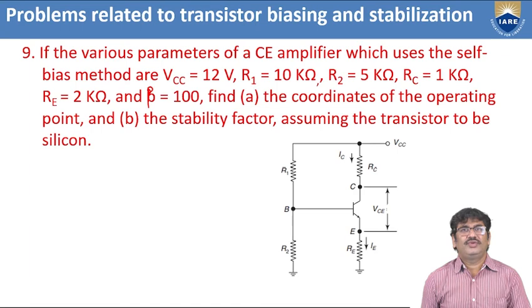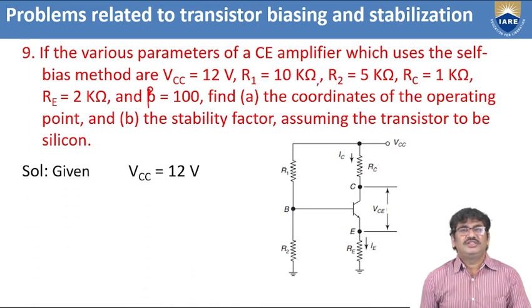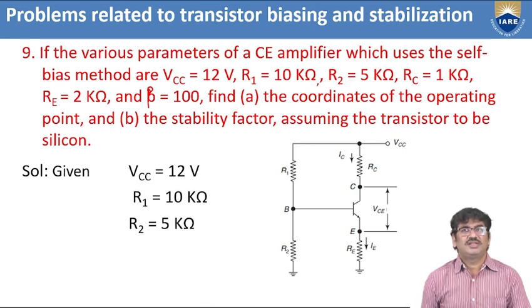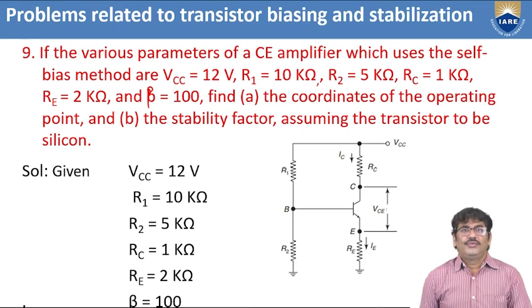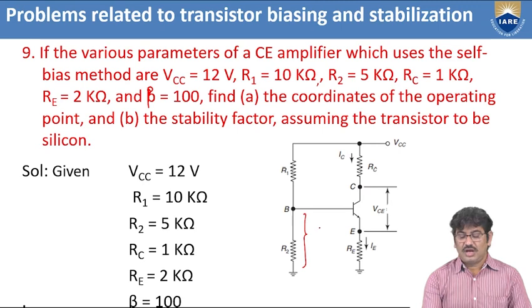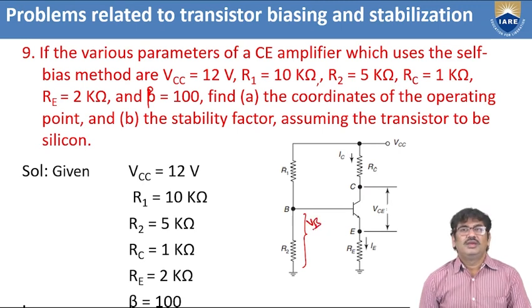So first we will take the given values. Given values are VCC is equivalent to 12 volts, R1 is equivalent to 10 kiloohms, R2 is equivalent to 5 kiloohms, RC is equivalent to 1 kiloohm, RE is equivalent to 2 kiloohms, beta is equivalent to 100 and VBE is equivalent to 0.7. First, we will find out the voltage drop across R2, which is VB, given as VCC into R2 divided by R1 plus R2.